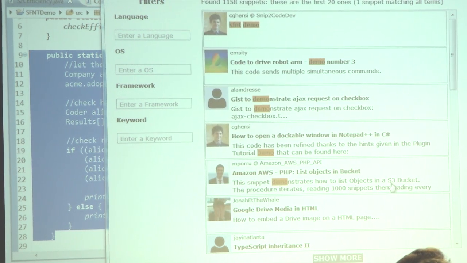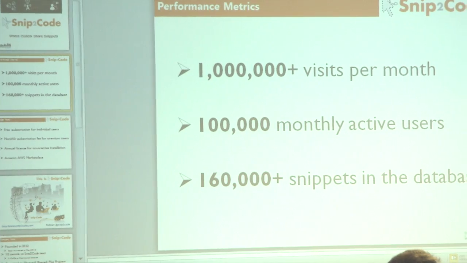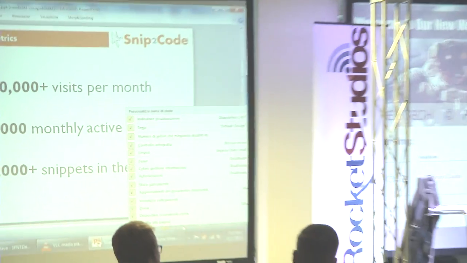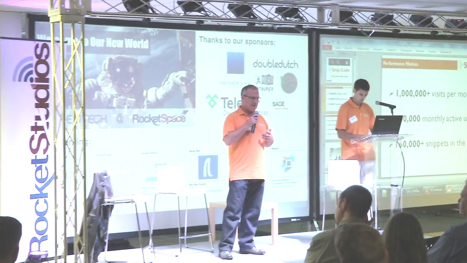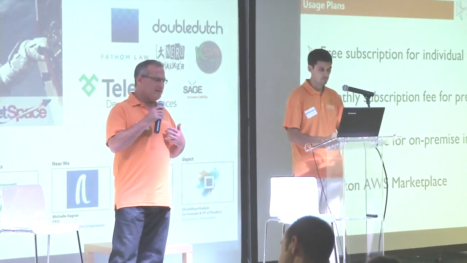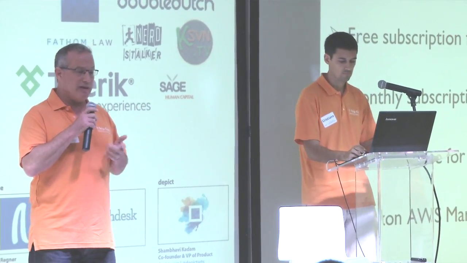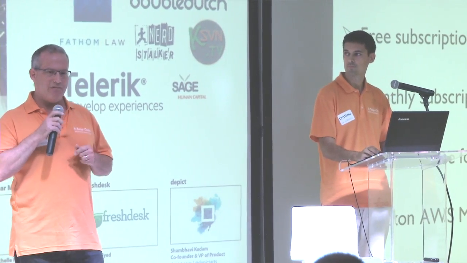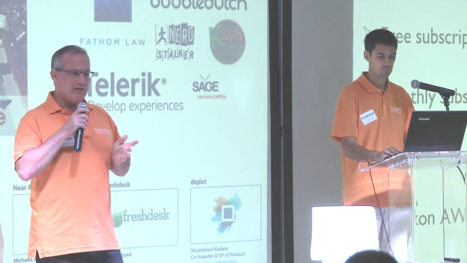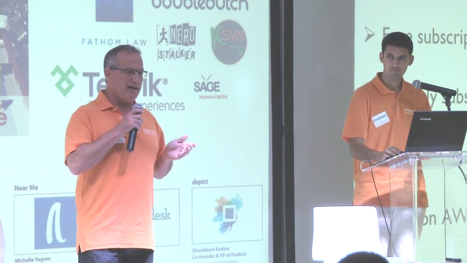Well, Snip2Code is available as a cloud service. It's available for free to individual users who want to share their code snippets with the open source community. And there's a monthly subscription fee for premium users who want to create private groups. For companies that want to install Snip2Code behind their firewalls and on their own private infrastructure, we also offer an annual license fee. And one can also buy an instance of the Snip2Code virtual machine on Amazon AWS Marketplace.